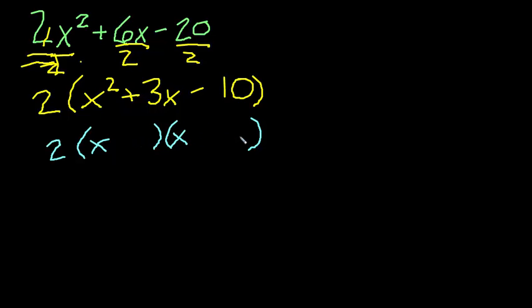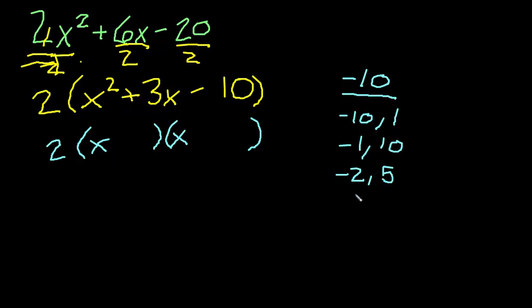And then what goes here and here has to multiply to give me negative 10, but add to give me 3. So I'm going to go ahead and on the side here, write negative 10. And I'm going to figure out some stuff that multiplies to give me negative 10. So for instance, I know that negative 10 times 1 gives me negative 10. I also know that negative 1 times 10 gives me negative 10. I know, let's see, negative 2 times 5. And I also know negative 5 and positive 2. So these are the only things that really multiply to give me negative 10.